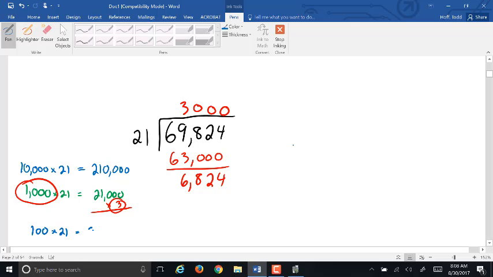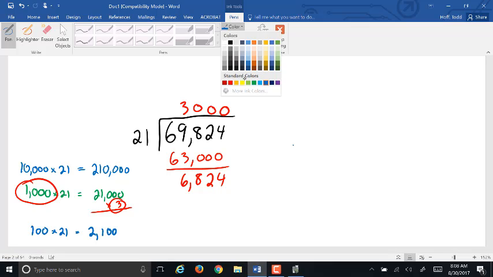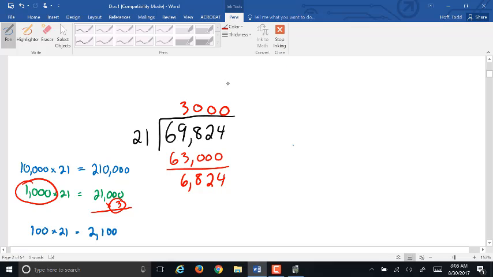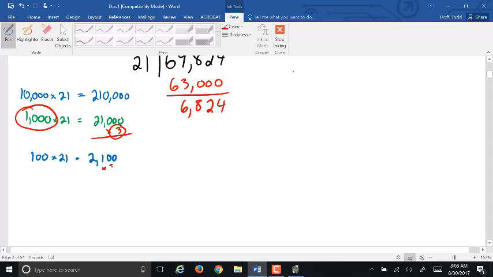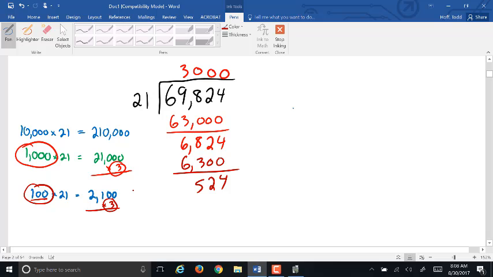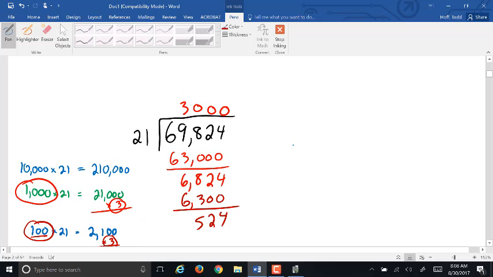Next place value is 100. 100 times 21 is 2,100. Can I subtract that from what's left? 3 times again. 2,100 times 3 is 6,300. So that'd be 4, 2, and 5. So again, I subtracted a bundle of 100 and I did it 3 times. So I just subtracted the 21 how many more times? 300 times. 100 times 3 is 300.